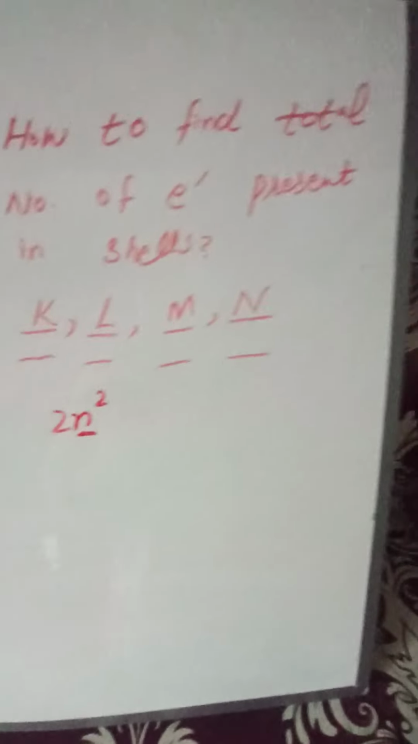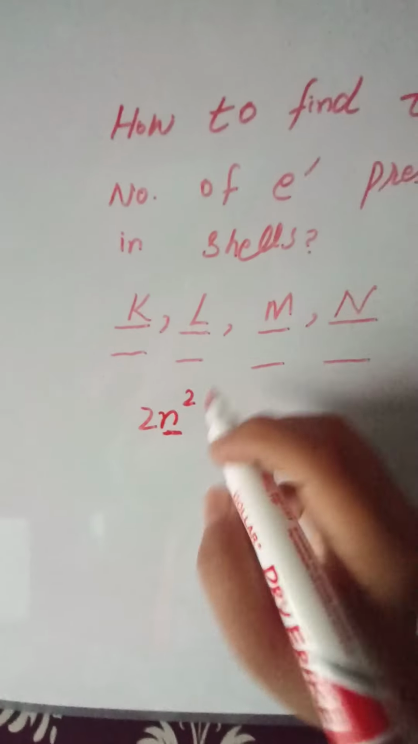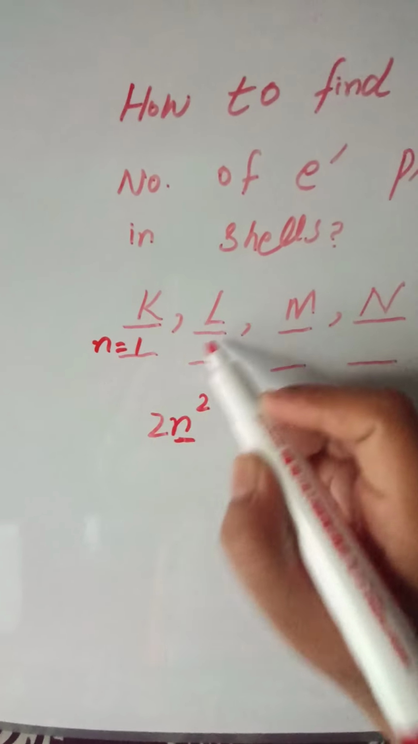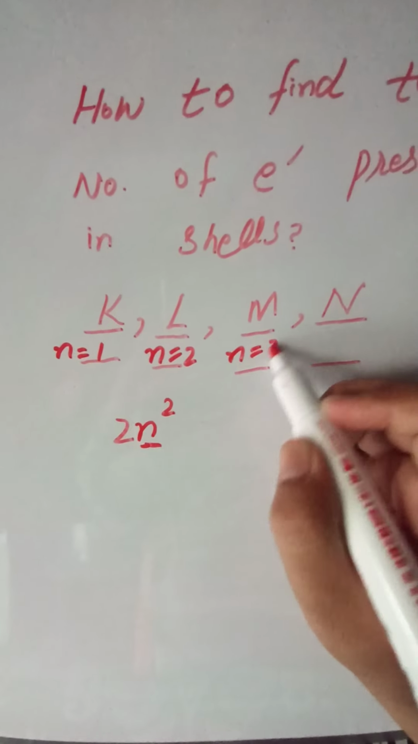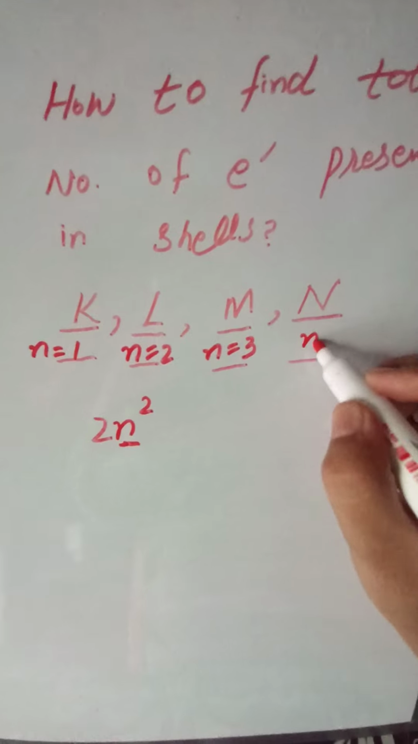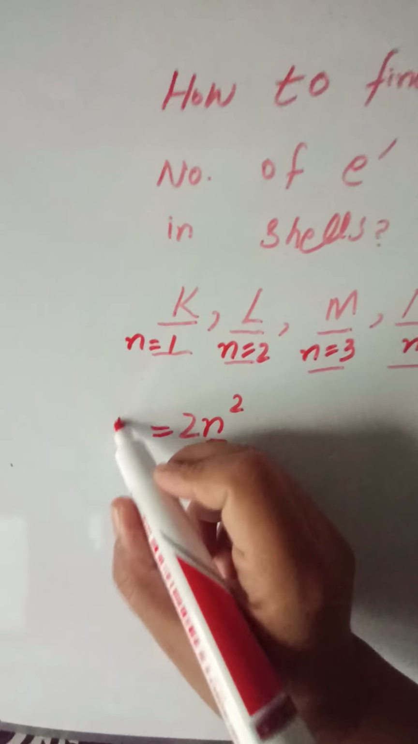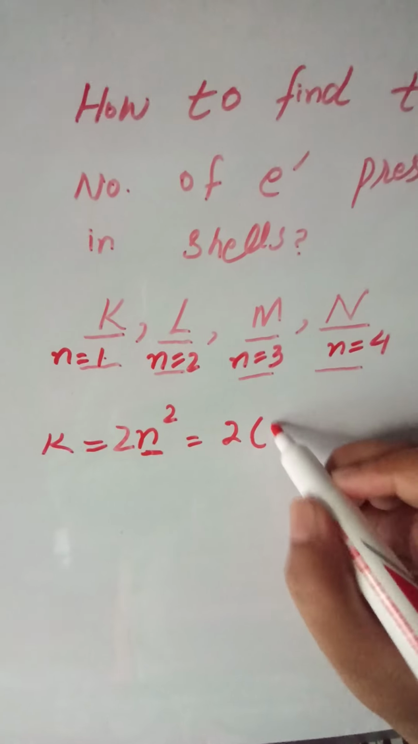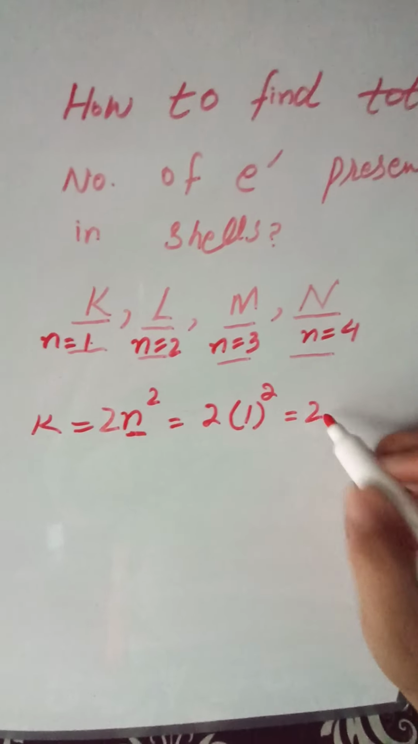For K this will be 1. For L this will be 2. For M this is 3. For N it will be equal to 4. So for the K shell we put n equal to 1 here and we get 2.